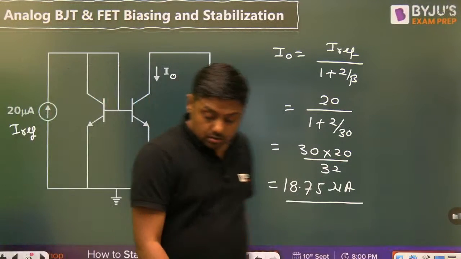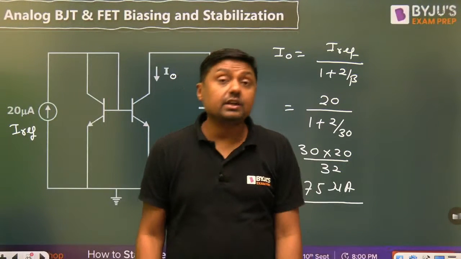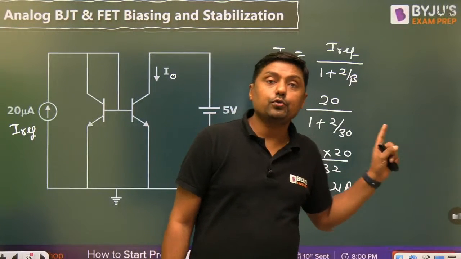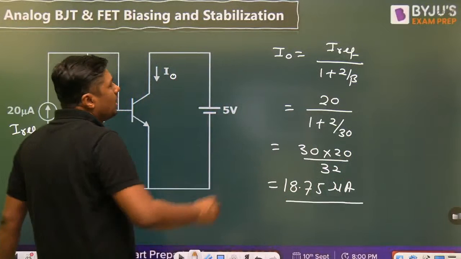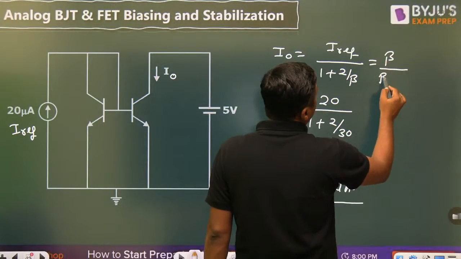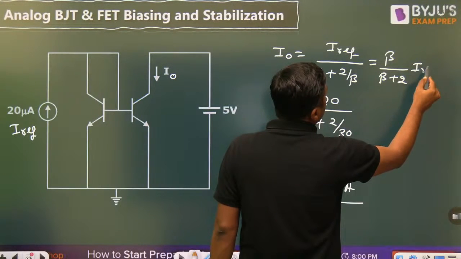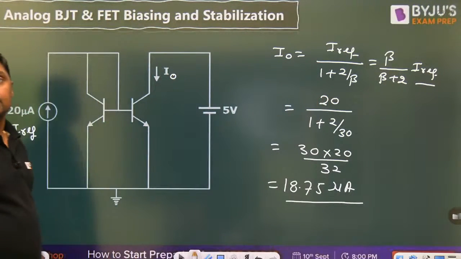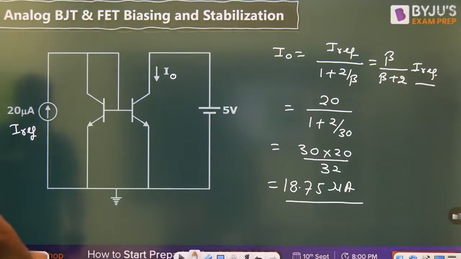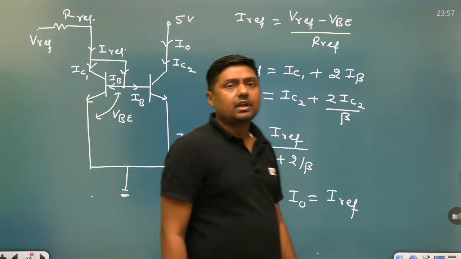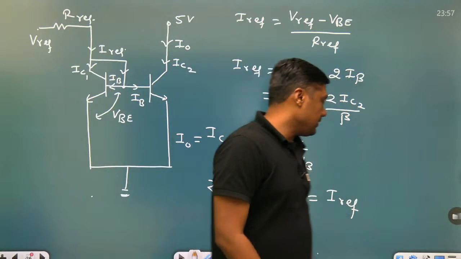So in any current mirror circuit, if beta is not too large, always use this formula. Or you can arrange it as beta upon beta plus 2, times I reference. Remember that. But every time we can't derive the formula. In the exam hall, if we are going to derive the formula, it will take time.